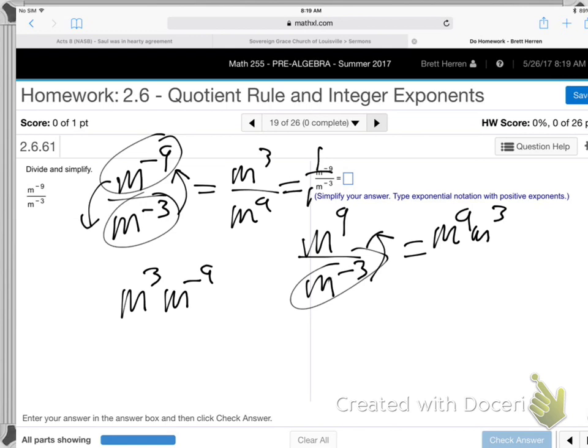So this would end up being 1 over m to the 6th when they subtract, right? Vertical, they subtract. So it's all about who's jumping. And the nine's bigger, so it has to go to the bottom. Yes, the power in the bottom is bigger, so it goes to the bottom. You're not going to forget that rule, are you? Whatever the bigger one is.